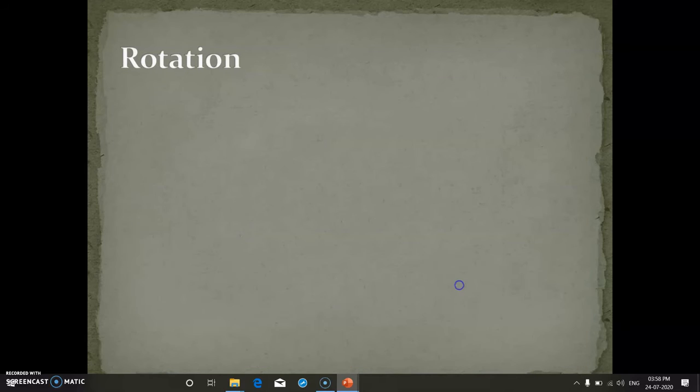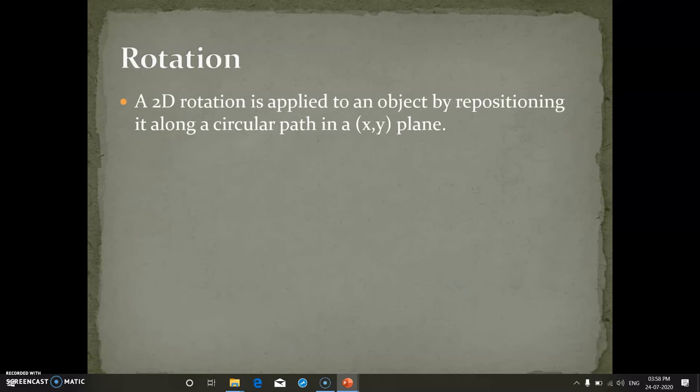Now let's see the next transformation, that is rotation. A 2D rotation is applied to an object by repositioning it along a circular path in an xy plane. To generate a rotation, we must specify the angle of rotation theta and the position (xr, yr) of the rotation point, which is known as the pivot point, about which the object is rotated.